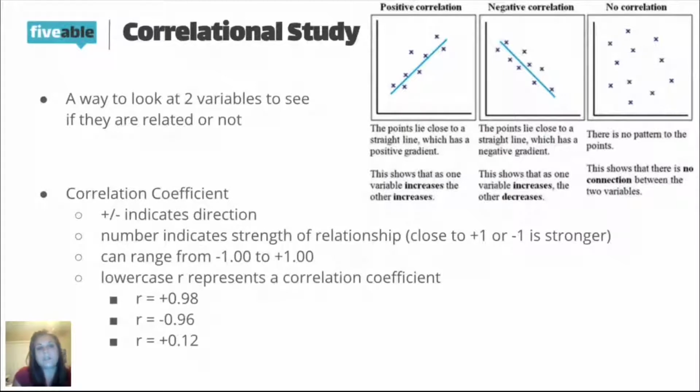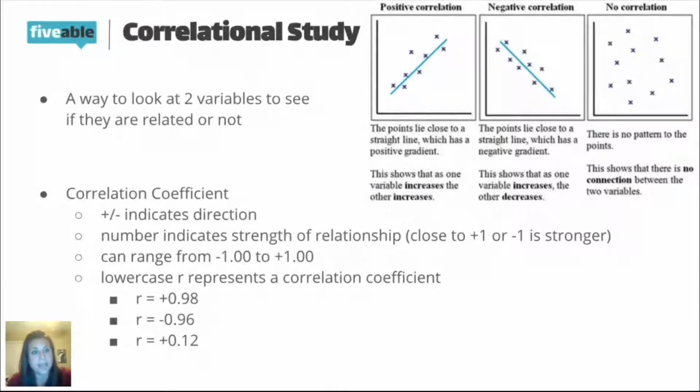And so how we measure in a correlational study is we use something called a correlation coefficient. That's a number that you have to understand and know where it comes from. There's a couple parts to a correlation coefficient. The first is the plus or the minus sign. That indicates the direction of the relationship.